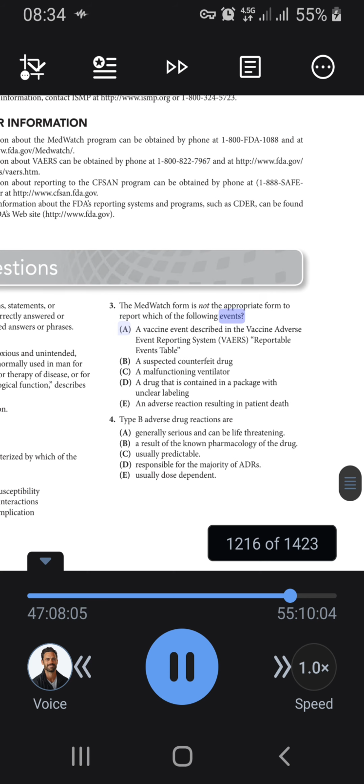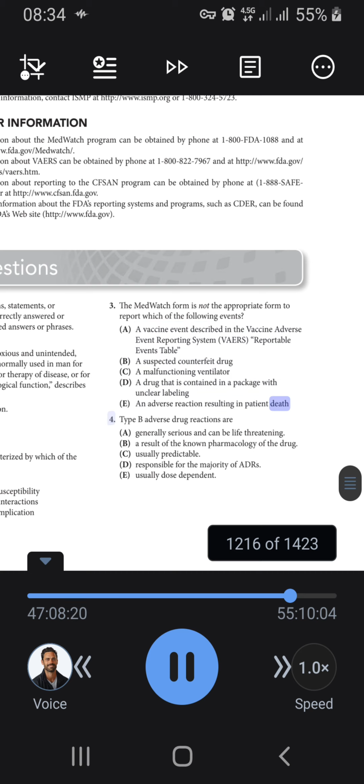3. The MedWatch form is not the appropriate form to report which of the following events? A. A vaccine event described in the Vaccine Adverse Event Reporting System, VAERS Reportable Events Table. B. A suspected counterfeit drug. C. A malfunctioning ventilator. D. A drug that is contained in a package with unclear labeling. E. An adverse reaction resulting in patient death.